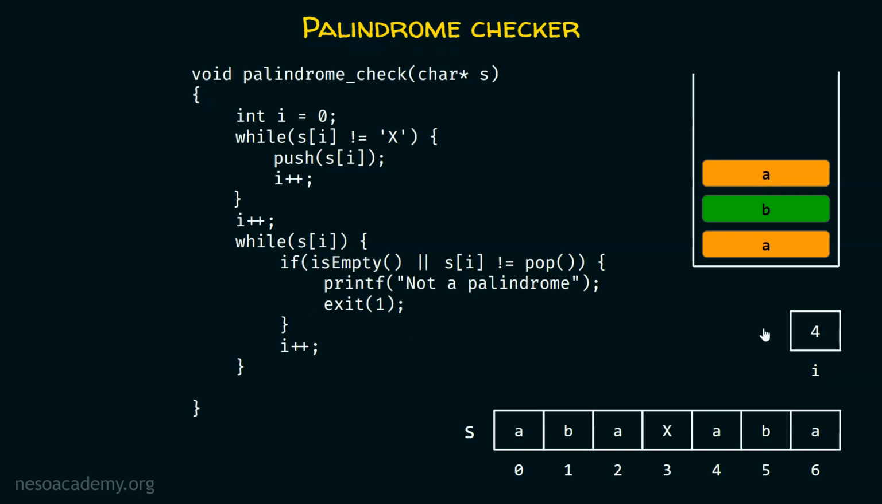Otherwise, we will simply increment our i variable and continue, right? So let's check this. S[i]. We know that S[i] is A. So we can continue. Is empty or S[i] not equal to pop? Is empty is false. Stack is not empty. S[i] not equal to pop is also false. You can see that this character is equal to this character.